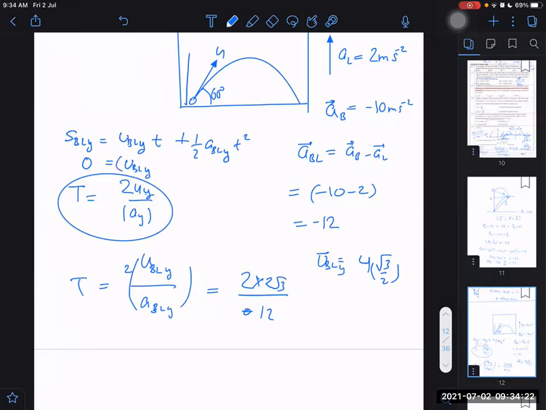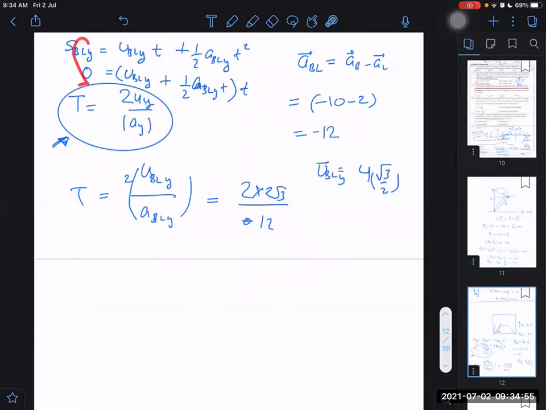UBLY taken common plus half of ABLY into t, whole into t. Either t is 0 or the inner term is 0. T is not 0, so we know the inner term, the bracket term, is 0. If we put the bracket term as 0, then we automatically get time as 2uy by ABLY. So it will not take much time. If you don't remember the HUT formula, don't worry, but just one step extra we have to use. We will get the answer.